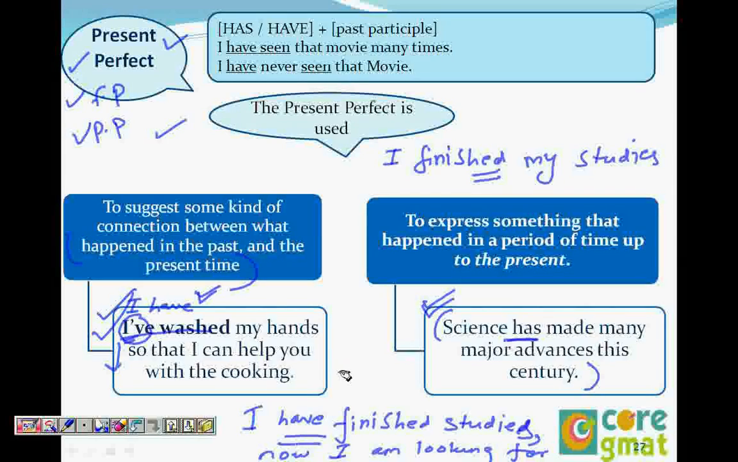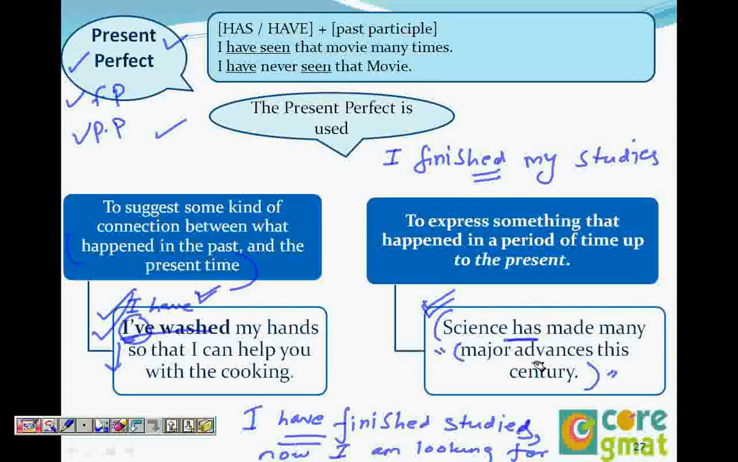So I'm repeating this one. Science has made many advances this century. What you have to look at first is the second part. So that means starting from here: many advances this century. That means it's going up till now. So one thing is very clear, that you have to use present perfect, and you will say "science has made."